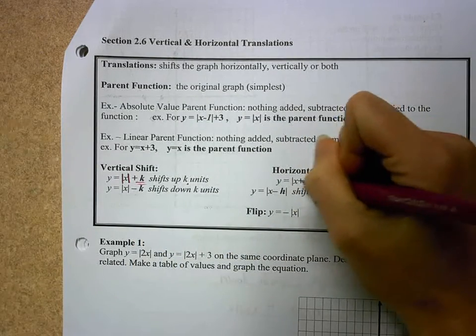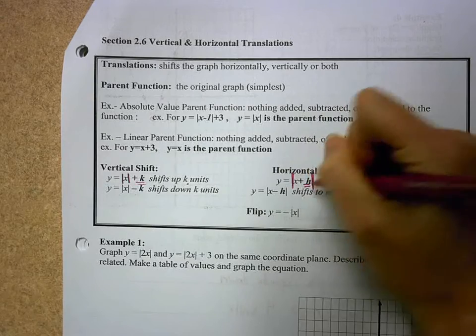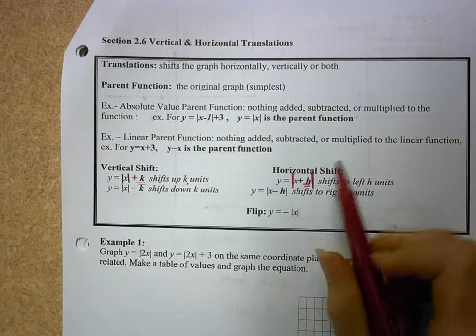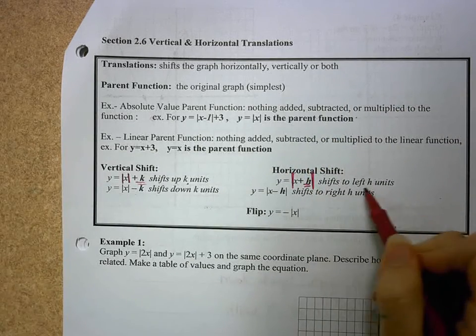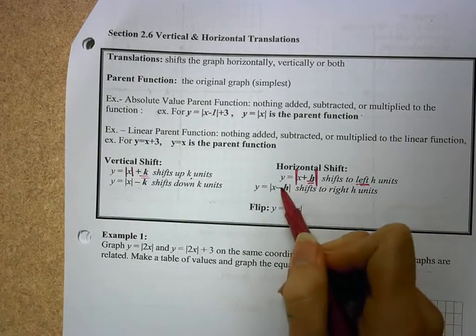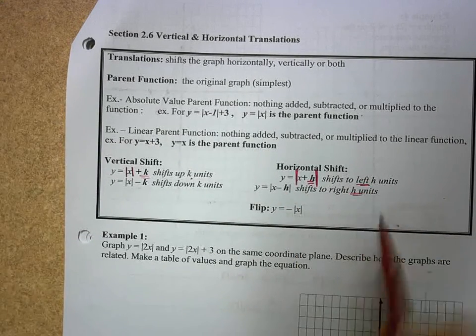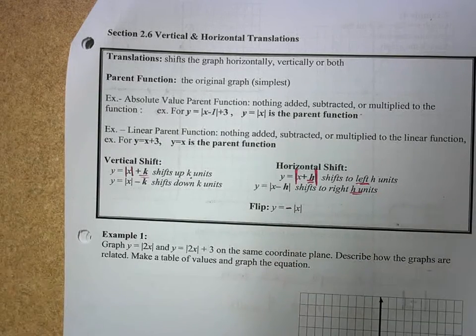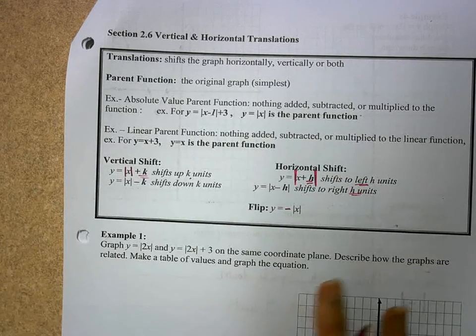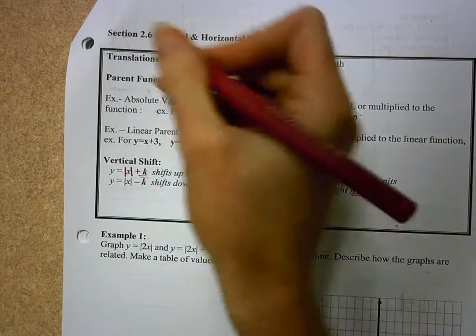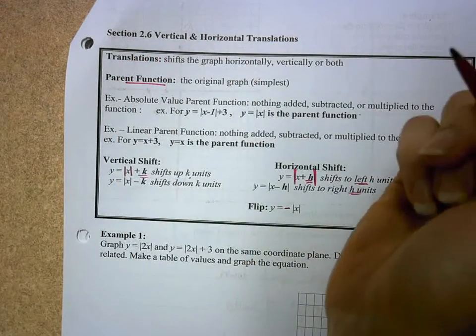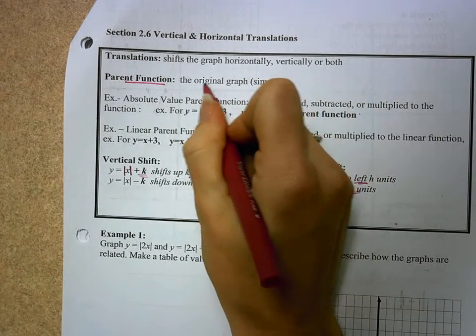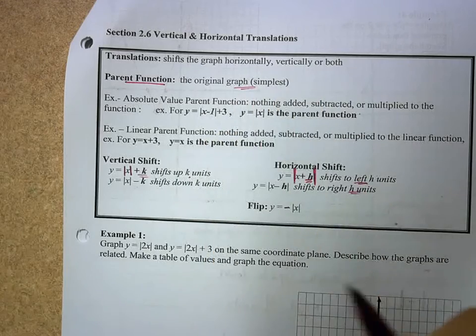Numbers inside of the absolute value are opposite of what you see. If it's plus a value inside, that means left that many units. And if it's minus a value, it moves right that many units. And then if you have a negative outside the absolute value, that's going to flip it over the x-axis. The only new piece here that you might not have heard too much in your past is called the parent function. The parent function is the original or most basic graph.